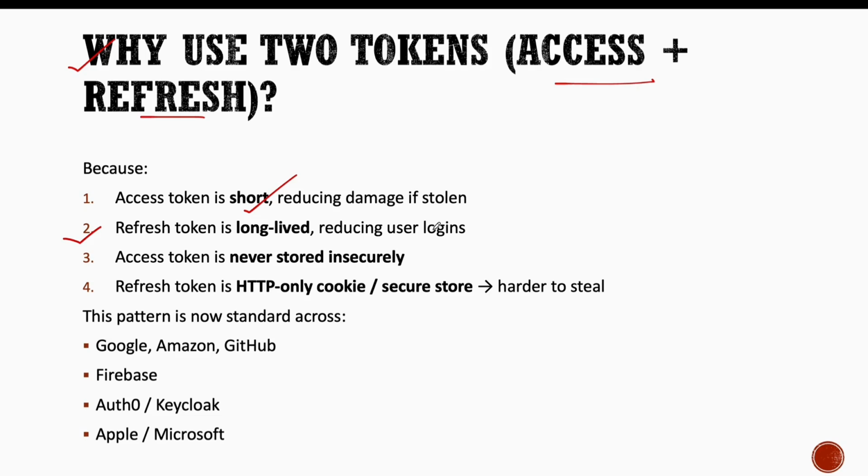So if the refresh token doesn't validate, then the access token is not given by the server to the client. The access token is never stored insecurely because it is short-lived, and plus it goes along with the refresh token, and the refresh token is HTTP-only and securely stored, which is harder to steal. So this pattern is standard in Google, Amazon, Firebase, OAuth, Apple, and Microsoft. That is, they use two tokens, the access and the refresh token, one short-lived, one long-lived, and both together.